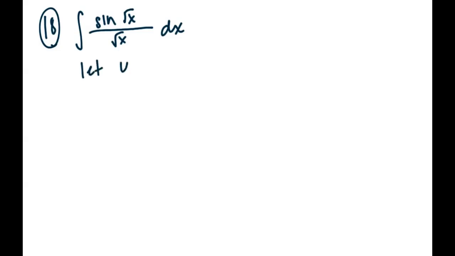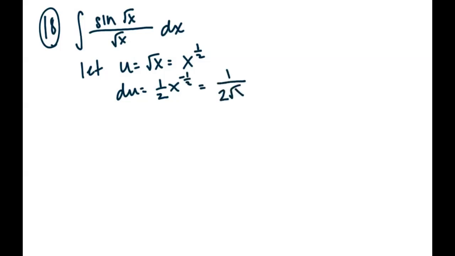So let's let u equal the square root of x, which is the same thing as x to the 1/2, right? So du is 1/2 x to the minus 1/2, which is 1 over 2 square root of x. Oh, there's a dx in there, dx. So let's solve this for dx, and we end up with 2 square root of x times du.